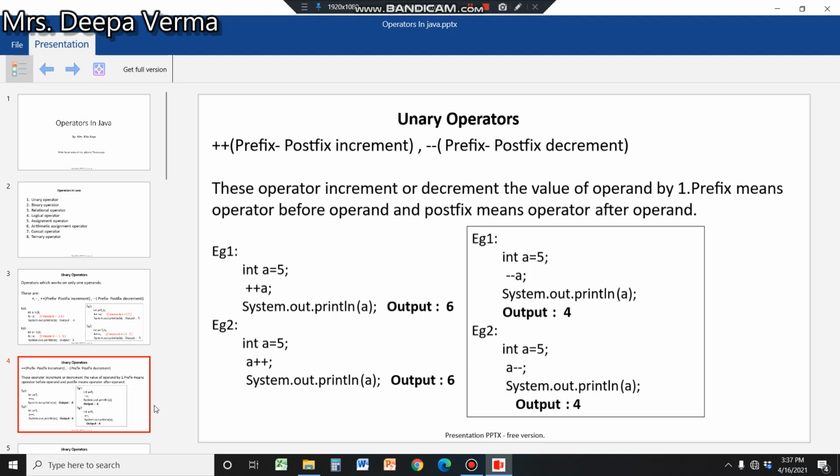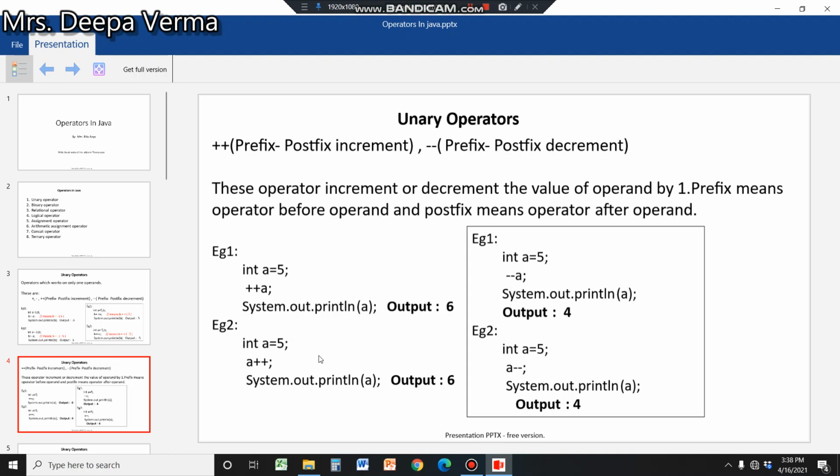Okay children, you see example 1, int a is equal to 5, plus plus a, system.out.println a. What will happen when prefix is there? First it will increase the value of a by 1 and then the value of a will be printed. It means the output is 6. Just like that, in the box you can see the decrement prefix we have used, minus minus a. So 5 is becoming 4 and then we are printing, so the output is 4.